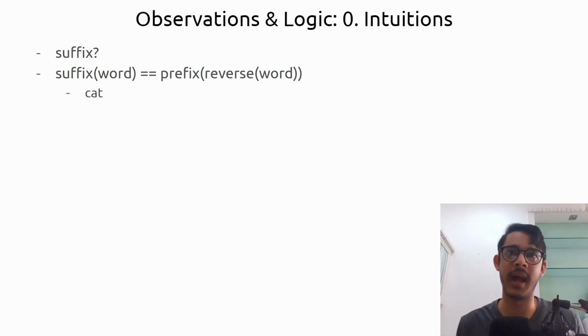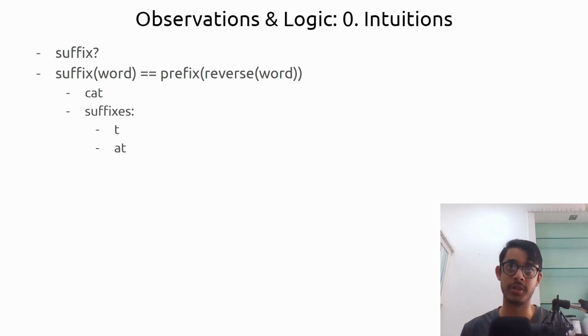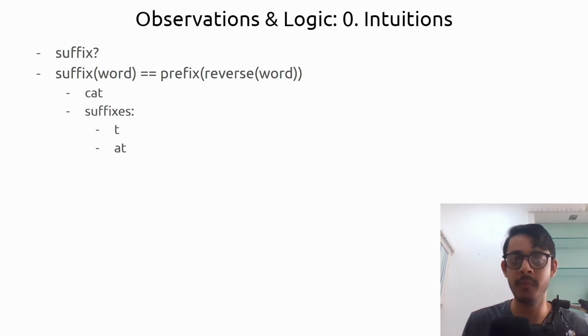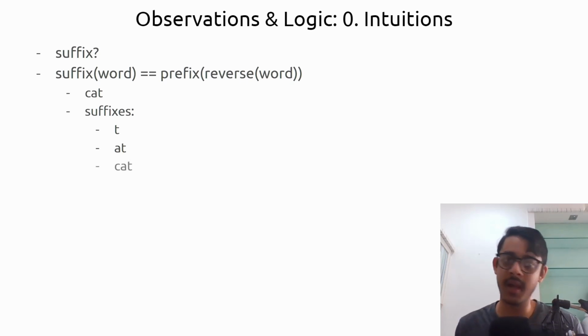Let's say we have the word cat with us. For the word cat, what are the suffixes going to be? Well, we can start off with T. So that's one suffix. Then we can have AT. Remember, we're going in the reverse direction, so that is important to know. Then we have AT and then we have CAT. Pretty simple. All right. What about the word when it gets reversed?